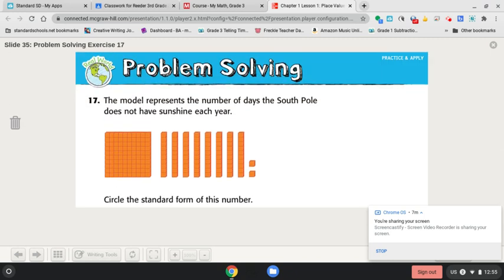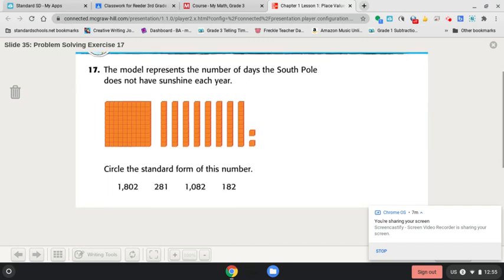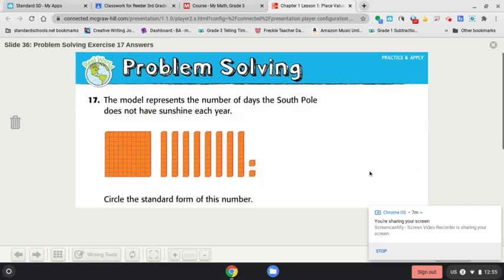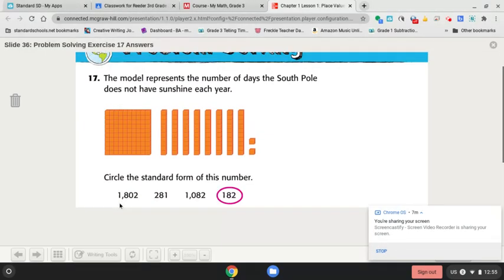The model represents the number of days the South Pole does not have sunshine each year. Circle the standard form of this number. What does this number represent? So if you were to look at this, we'd have 2 ones. Let's count the tens. 1, 2, 3, 4, 5, 6, 7, 8. There's 8 tens. And how many hundreds? 1. So your answer would be 182. Okay?